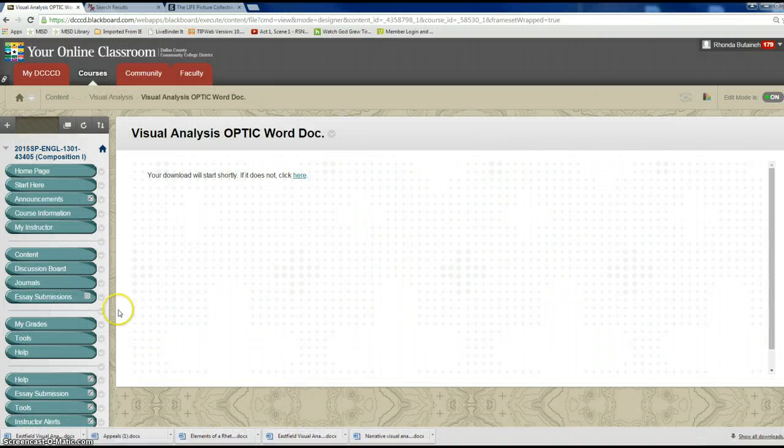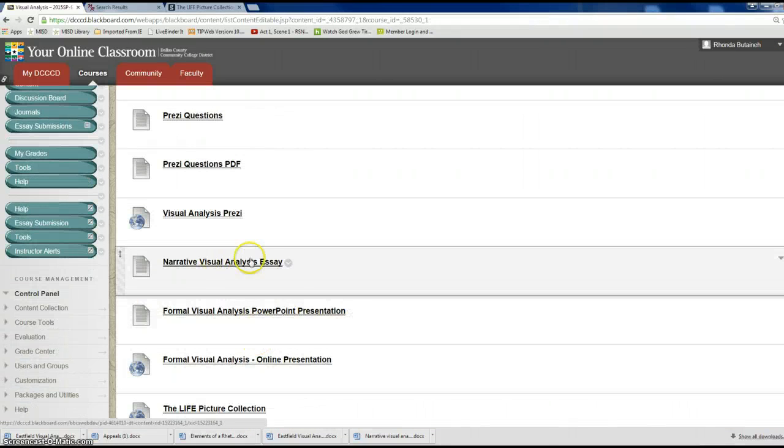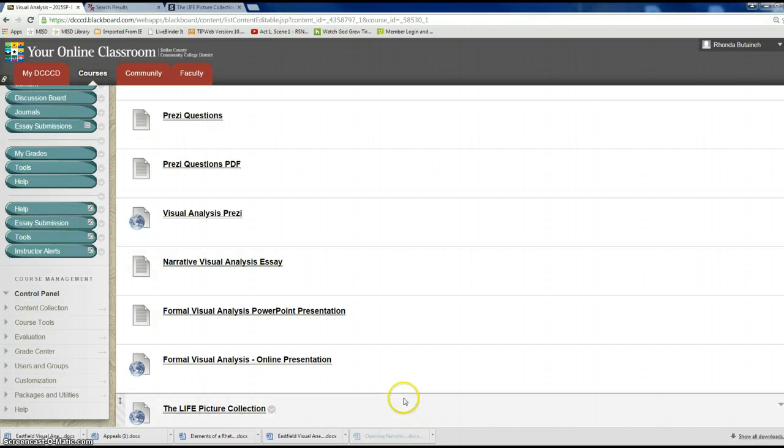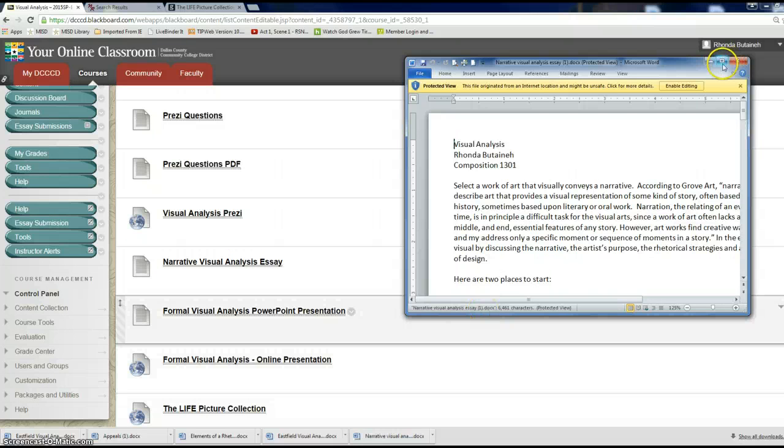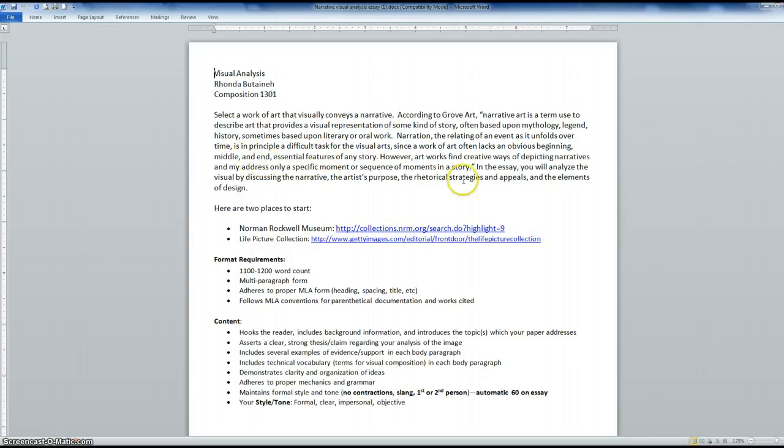And finally, let's look at the actual prompt of the essay. It says visual analysis essay right here. It's a narrative. And here's the prompt. And so you're going to select a work of art that visually conveys a narrative. That means it tells a story. What is the artist trying to tell us with this story?